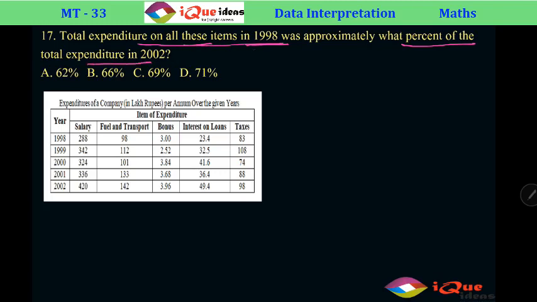Now it is year-wise, right? As approximately what percentage of... So what we have to do is total of 98 divided by total of 2002, into 100. This is what we have to calculate. So total of 98 will be this total sum, right?